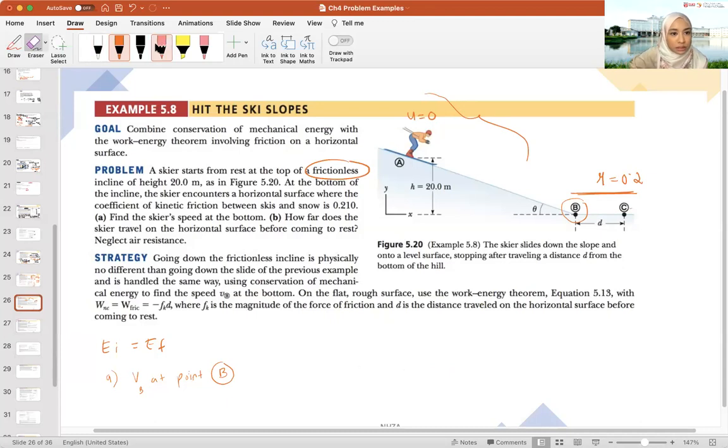Alright, so let's do this. We start with EI equals EF. Can anyone tell me what should be in my equation for EI? Yesterday I only told the story, today we have to discuss. So what should be in my equation, guys?